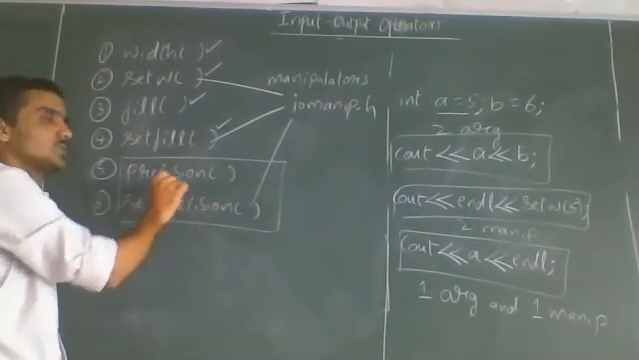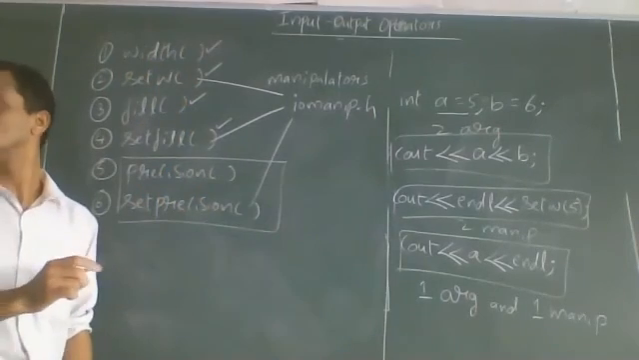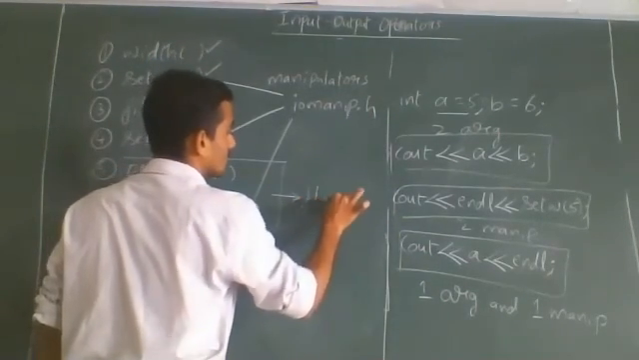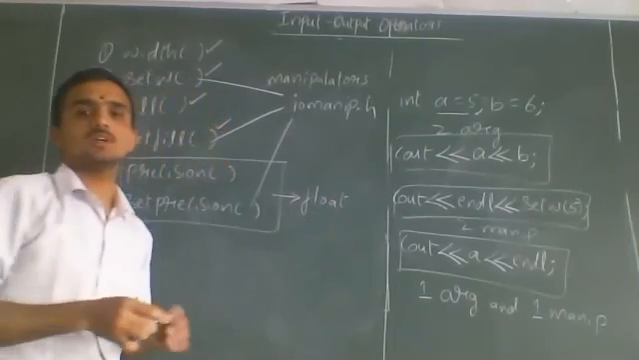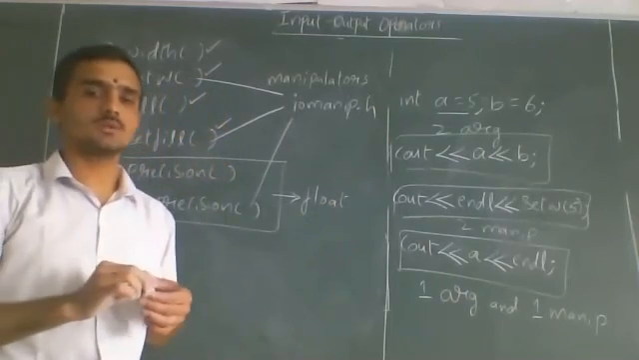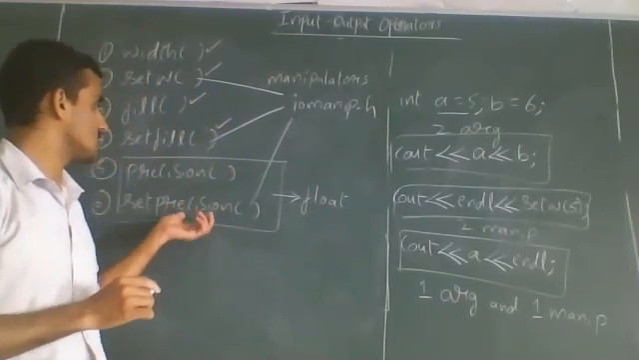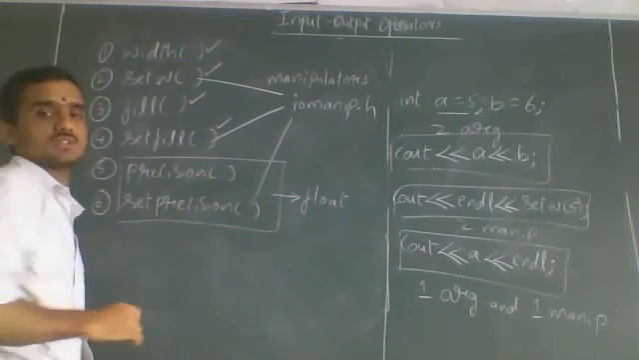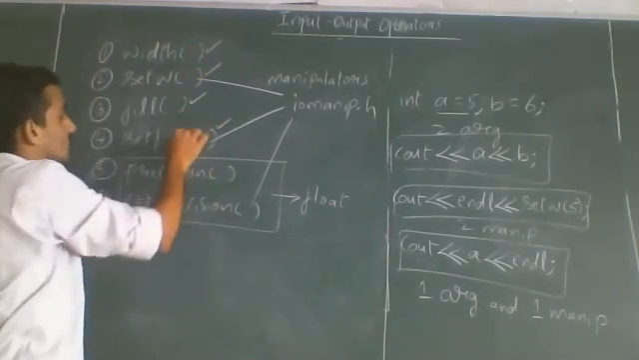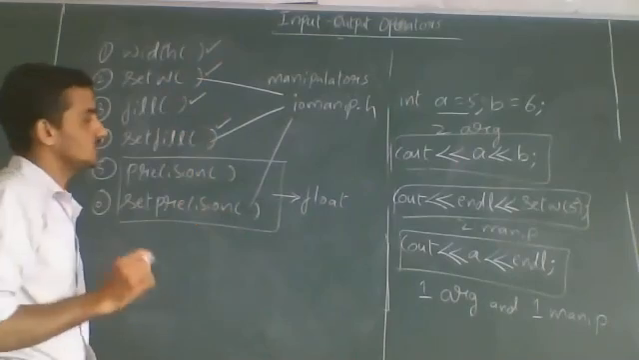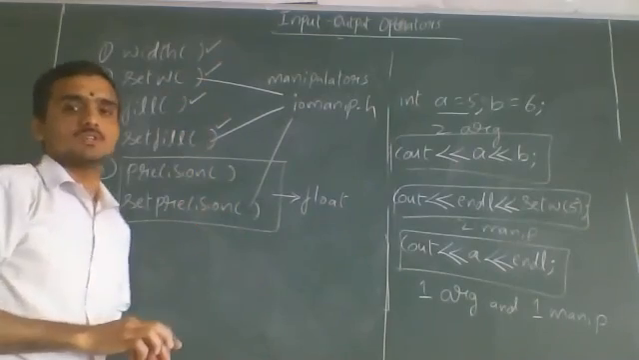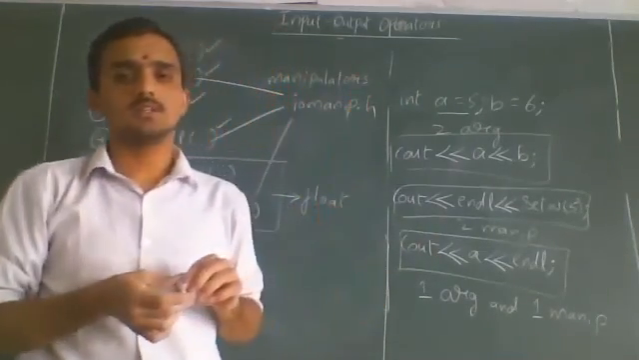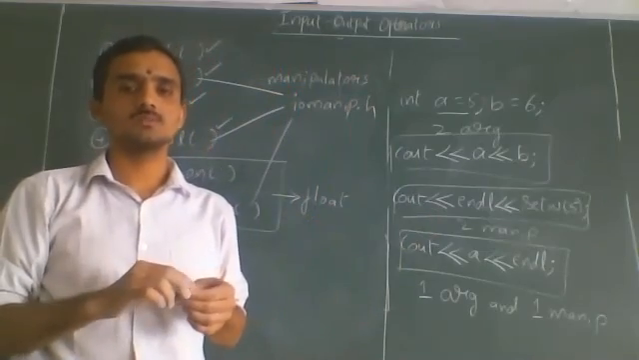But precision and set precision are also used to format the data on the output screen. That is, floating point numbers we can format. After the decimal point, however many digits we want, we can display by using precision and set precision. So width, fill, and precision are called functions. Setw, setfill, and setprecision are called functions as well as manipulators. So by this, the input-output operators chapter is completed. In the next class we will continue with the new chapter.